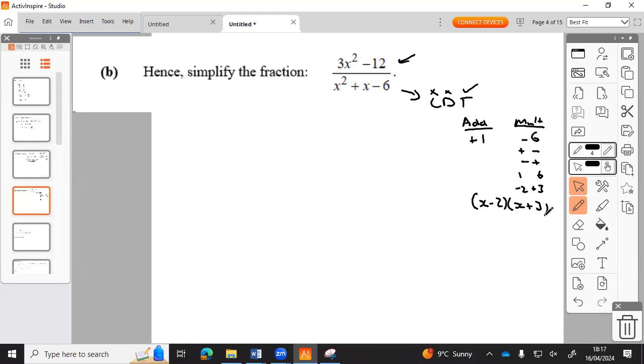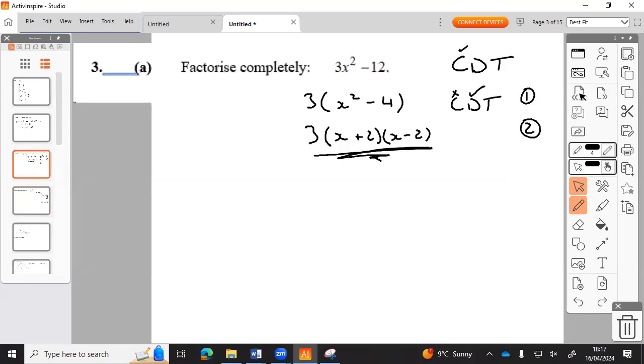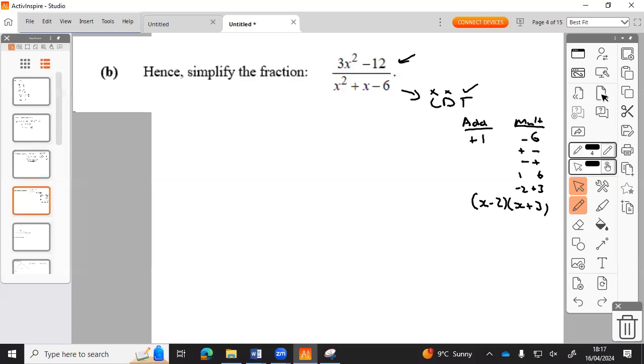Okay, so I'm going to take that and put that in a fraction. I've simplified the top line in the first part of the question, so I've got 3x plus 2 over x minus 2. And then the bottom line I've worked out down here. So I'll put that in the bottom line, x minus 2, x plus 3. Does everyone see where I've got that from? Yep. All right. And then we're cancelling out.